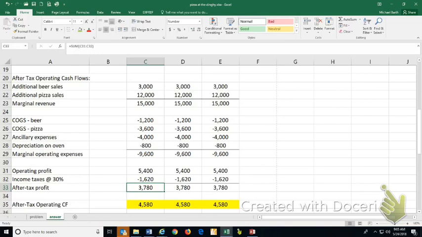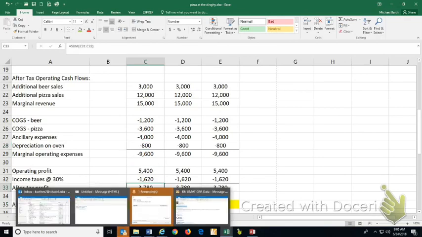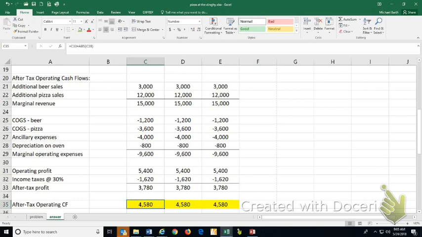However, the cash flow is higher. That's because when you look at the depreciation on the oven, we didn't spend that in year one. We actually spent it in year zero. So I've got to add that $800 back to the after-tax accounting profit to convert it into an after-tax operating cash flow. And those are the dollar bills that'll show up in the cash register over the next 3 years.